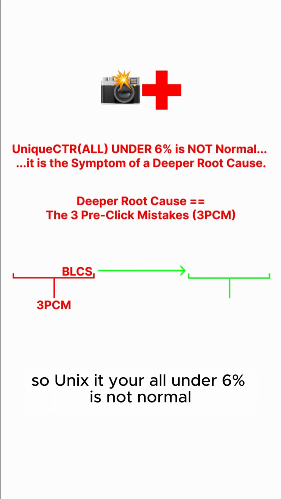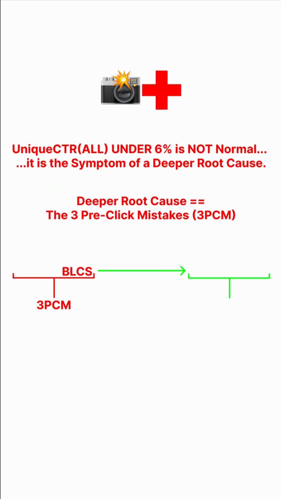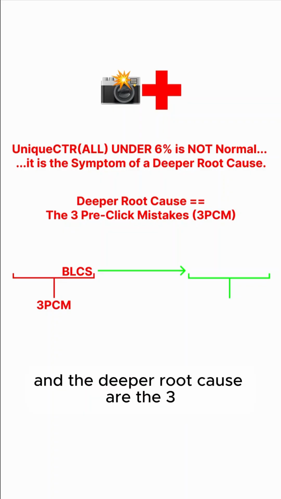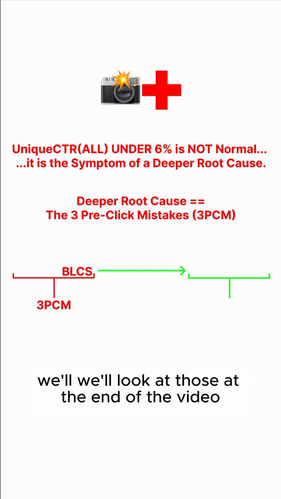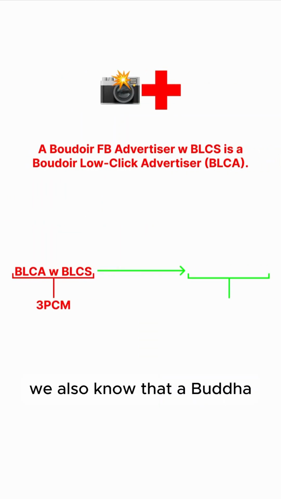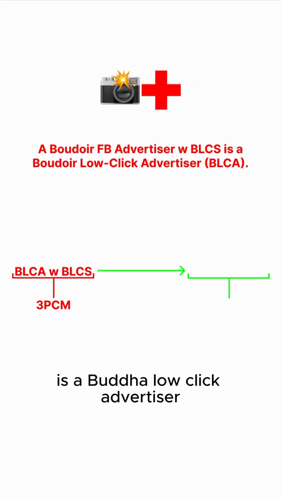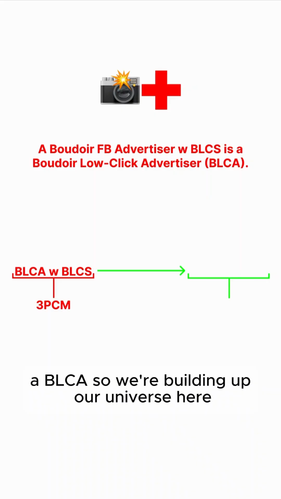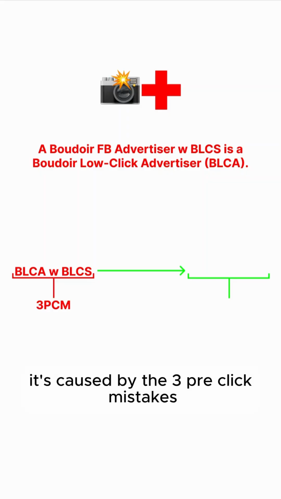So unique CTR all under 6% is not normal, it is the symptom of a deeper root cause. And the deeper root cause are the three pre-click mistakes. We'll look at those at the end of the video. We also know that a Boudoir Facebook advertiser with BLCS is a Boudoir low-click advertiser, a BLCA. So we're building up our universe here. Got our BLCA with BLCS. It's caused by the three pre-click mistakes.